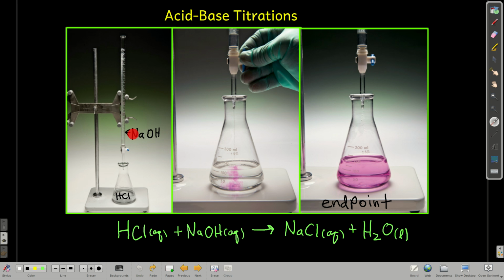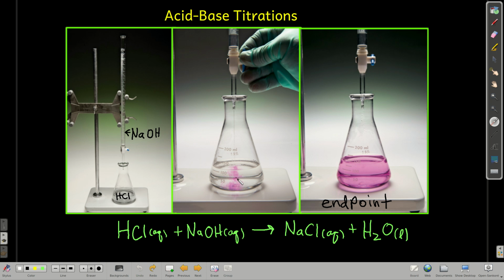Let's say we had a solution of sodium hydroxide whose molarity we already know. And we have a solution of hydrochloric acid down here whose concentration we don't know. What we do is we put in something called an indicator. The most common one for this type of reaction is called phenolphthalein, but you don't really need to know that. But you need to know what an indicator does.